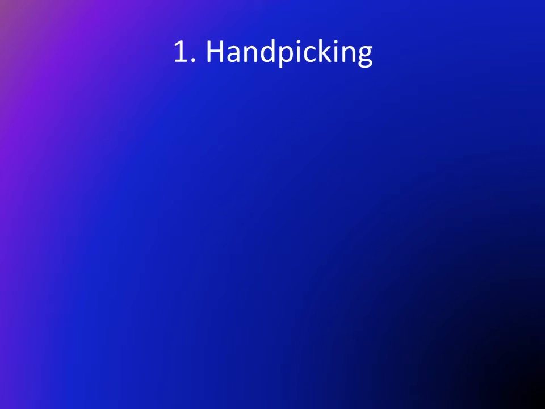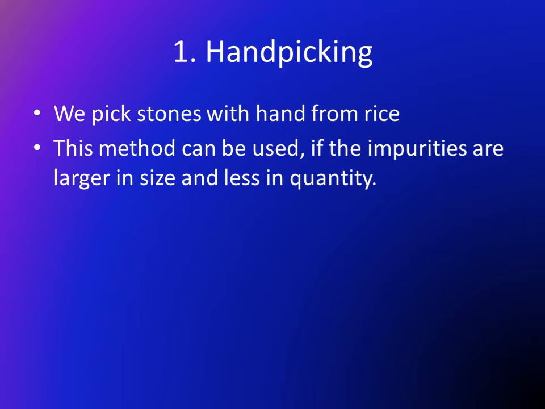The first method is hand picking. We pick stones with hand from rice. This method can be used if the impurities are larger in size and less in quantity.